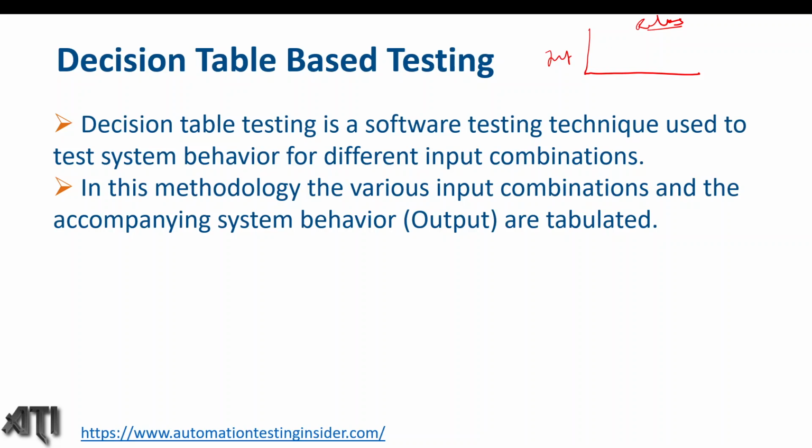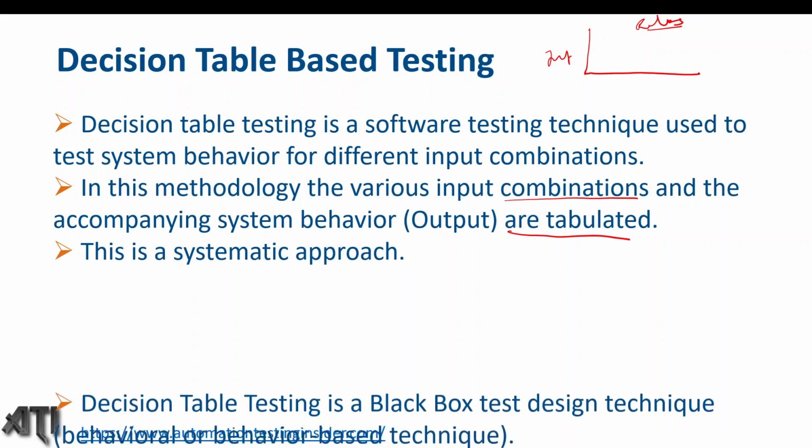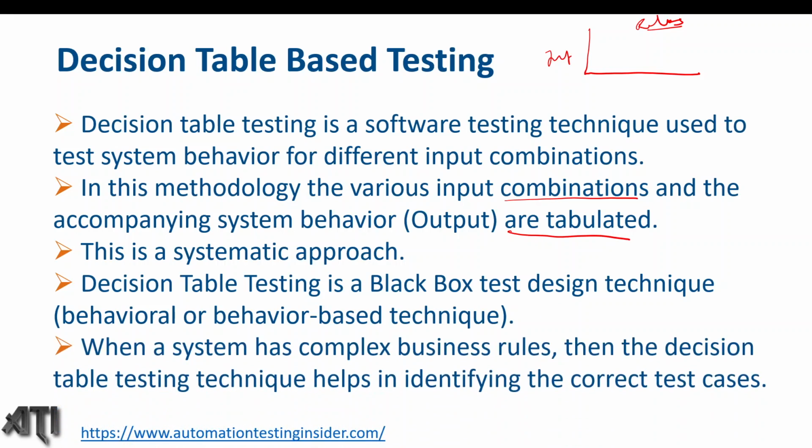In this methodology, the various input combinations and the accompanying system behavior are tabulated. So based on different input combinations, what is the behavior, right? In tabular format we design the test cases. We'll derive test cases from that table, right? So this is a systematic approach. And decision table testing is a black box test design technique, guys. Behavior based testing technique.